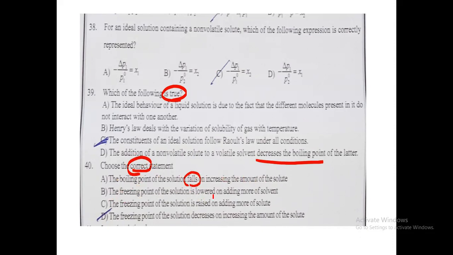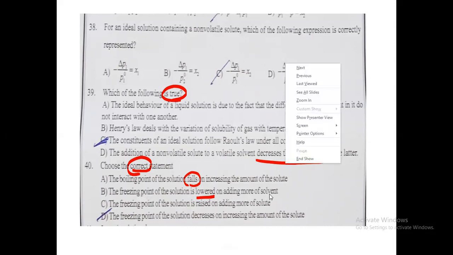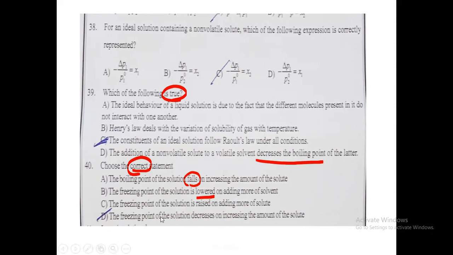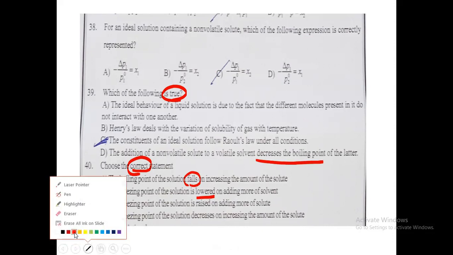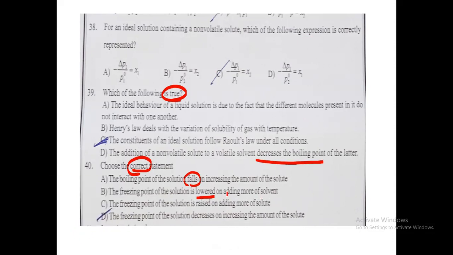Then the freezing point of the solution is lowered, means depressed, on adding more solvent. No. On adding more solvent, we don't get any change here in the freezing point. They give solvent here, right? That's why solvent cannot be taken here. Is that clear? Next one.